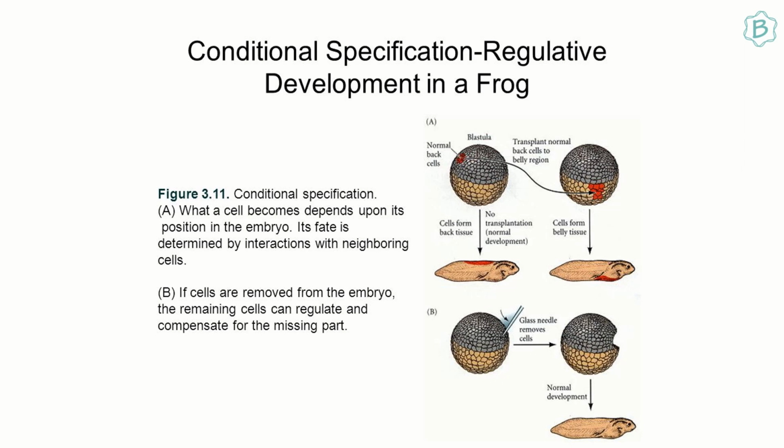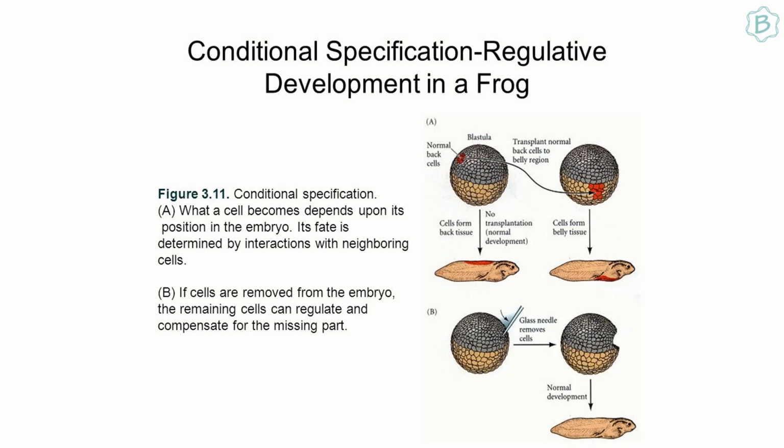Here, the first example is what? Here is a blastula. The normal back cell is denoted by the red mark. If you transplant this normal back cell to the belly region, where will this red part form? In the belly region. Earlier, the normal back cell was forming on the back when there was no transplantation, giving normal development. Here we can see the red part on the back.